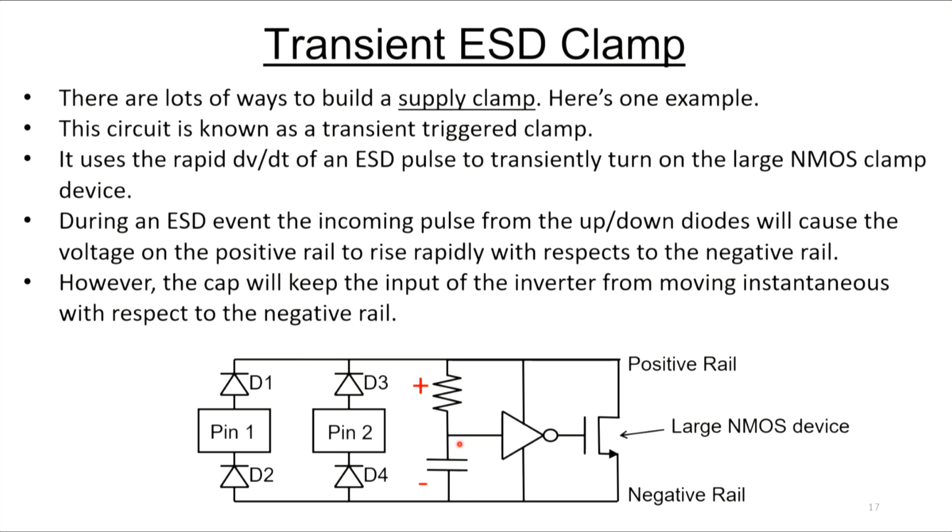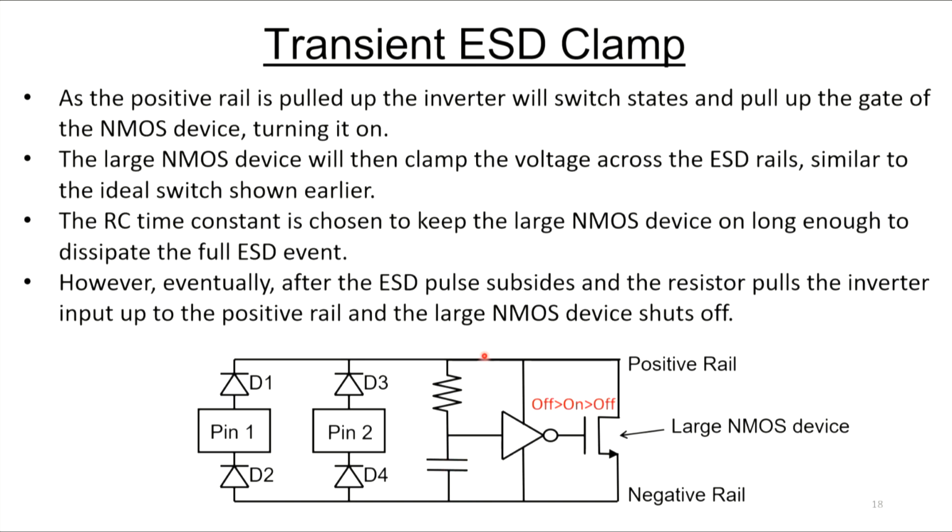However, you can see this capacitor here, it's going to hold the input of the inverter pretty close to the negative rail because a capacitor won't let you change the voltage across it instantaneously. As these rails power up, eventually this inverter is going to turn on, the input's going to be held pretty close to the negative rail, so the output's going to go high. When the output goes high, it turns on this large NMOS device, and this acts as a clamp across the power supplies, very similar to that ideal switch that we talked about earlier.